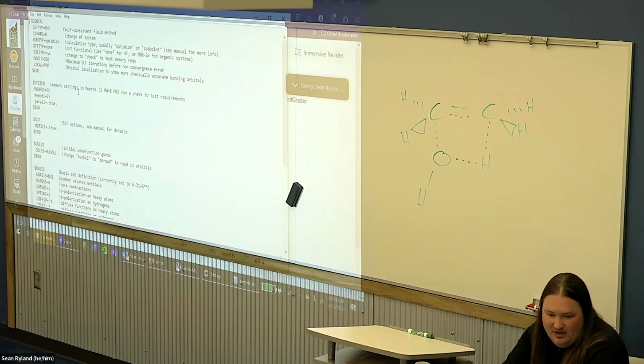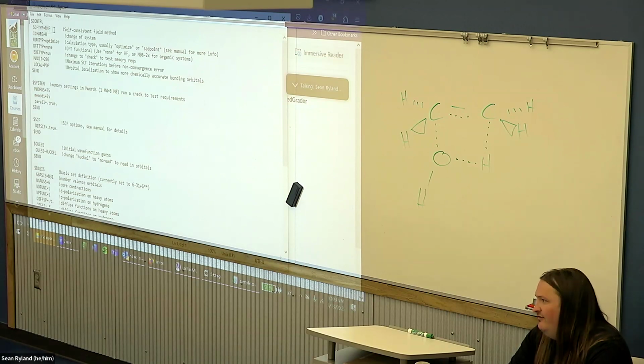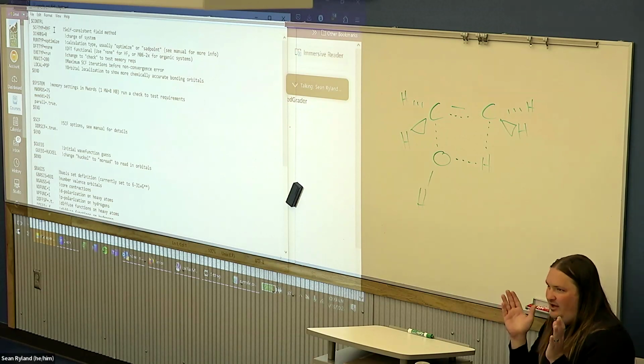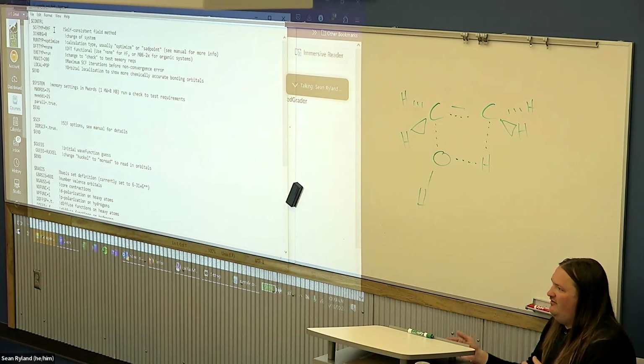Initially, it says SCF type equals RHF. R stands for restricted. The HF is Hartree-Fock. Restricted means basically we're not allowing our orbitals to be partially filled. Orbitals either have 2 electrons in them or 0 electrons in them. So that's where we're locking it into the ground state.